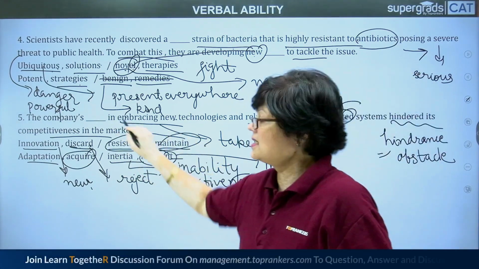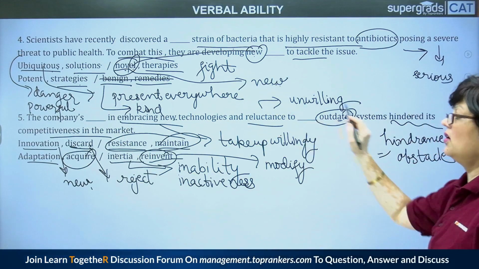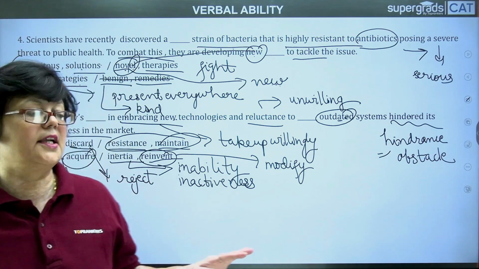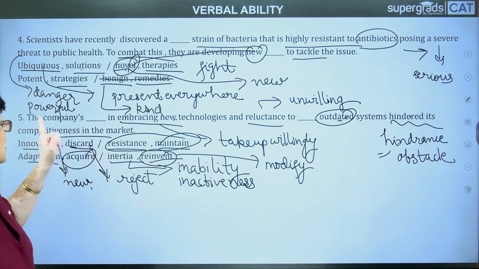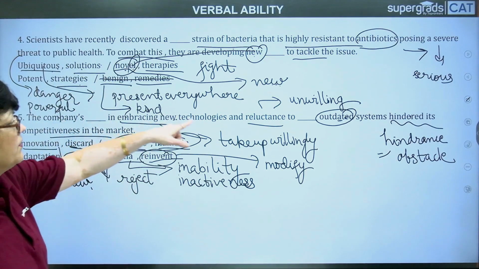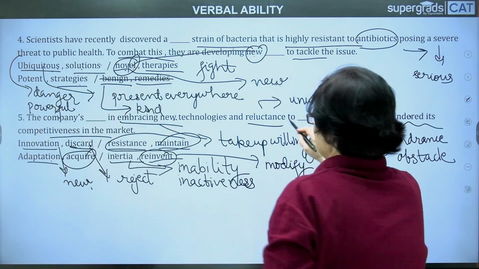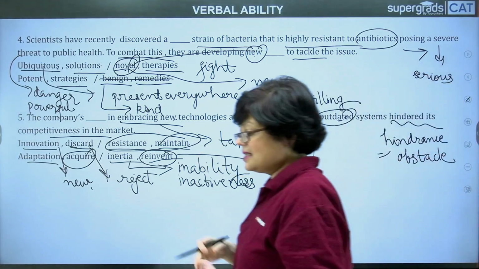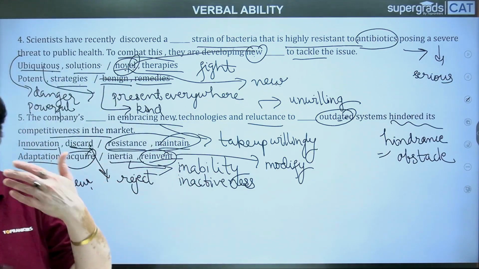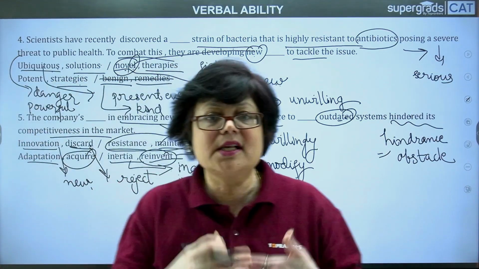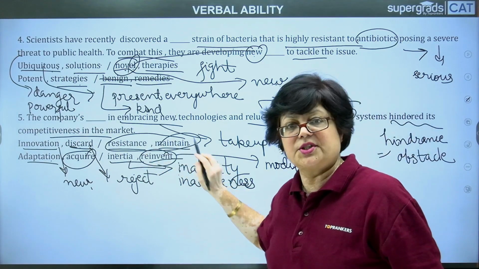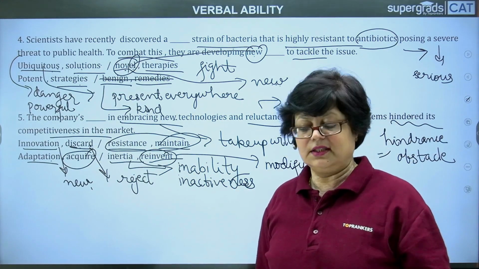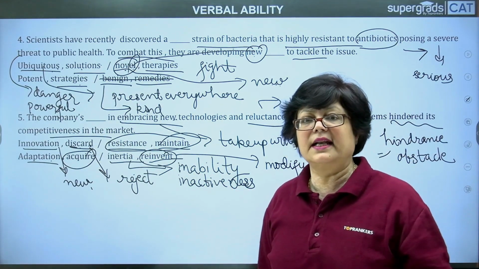The company's resistance in embracing new technologies means the company is not ready to. Resist means to be unwilling, not ready to. The company is resisting the embracing of new technologies, and its reluctance, it is not ready to what? Maintain the outdated systems. To maintain means it should make it correct. It should make it workable. It should give a working solution. So this will be the correct option. So in this way, you have to look at the options closely. You have to understand the context of the sentence and then you should mark the correct answer.